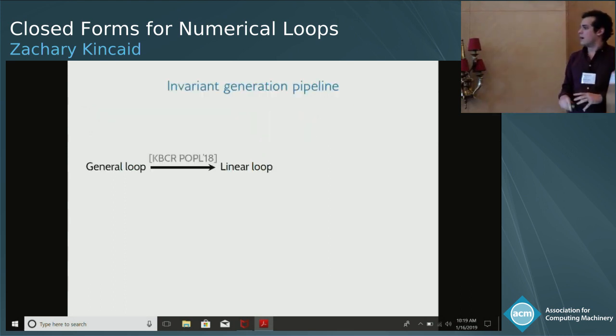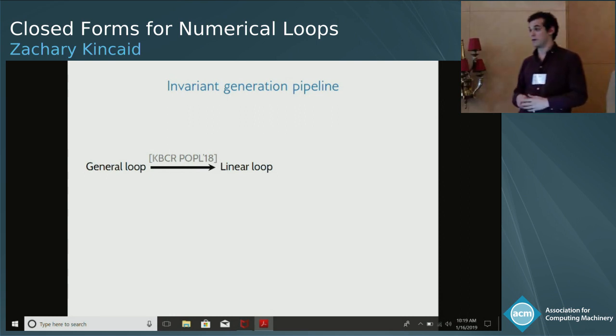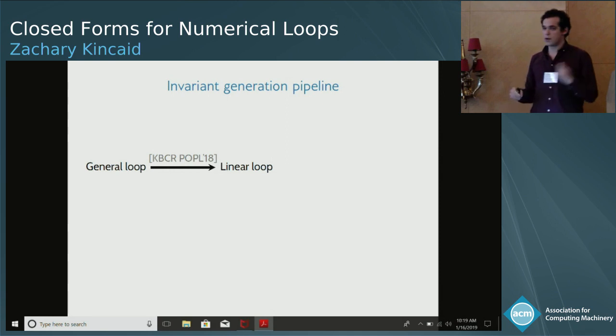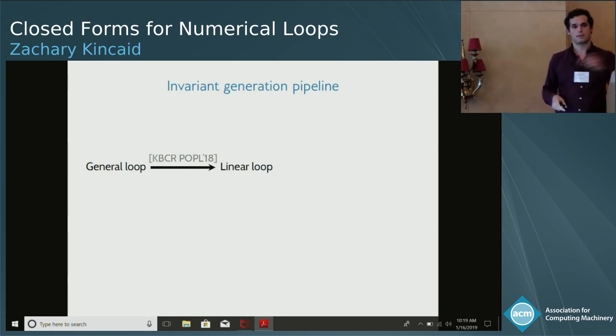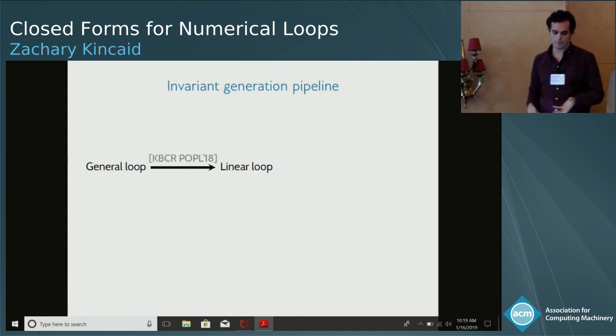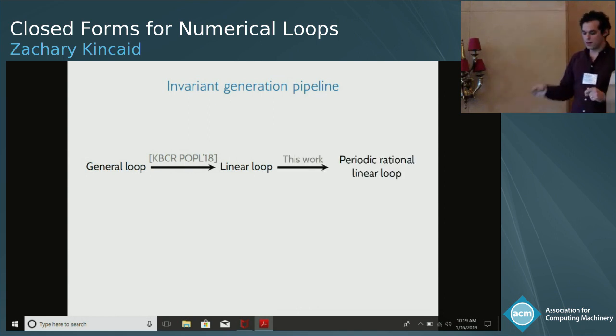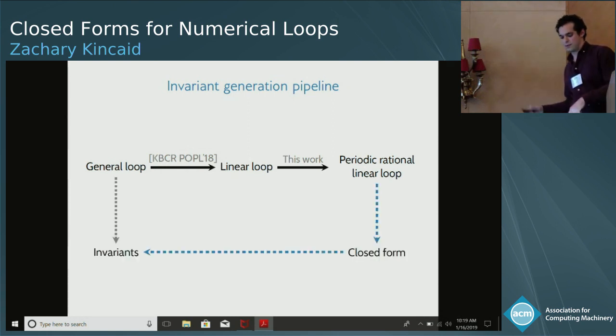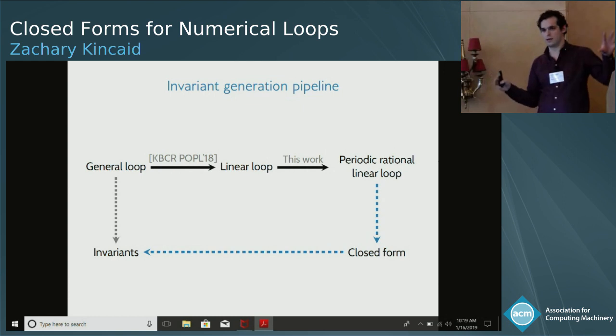All right, so the overall pipeline for generating invariants for programs is that we'll start with some general loop. We'll apply this technique from last year to model it as a linear loop. Then we'll apply these techniques to abstract it by a periodic rational linear loop. We'll compute closed forms for that loop, translate those back into being invariants for the original program. All right, so this is a complete picture that allows us to generate nonlinear invariants for real programs.